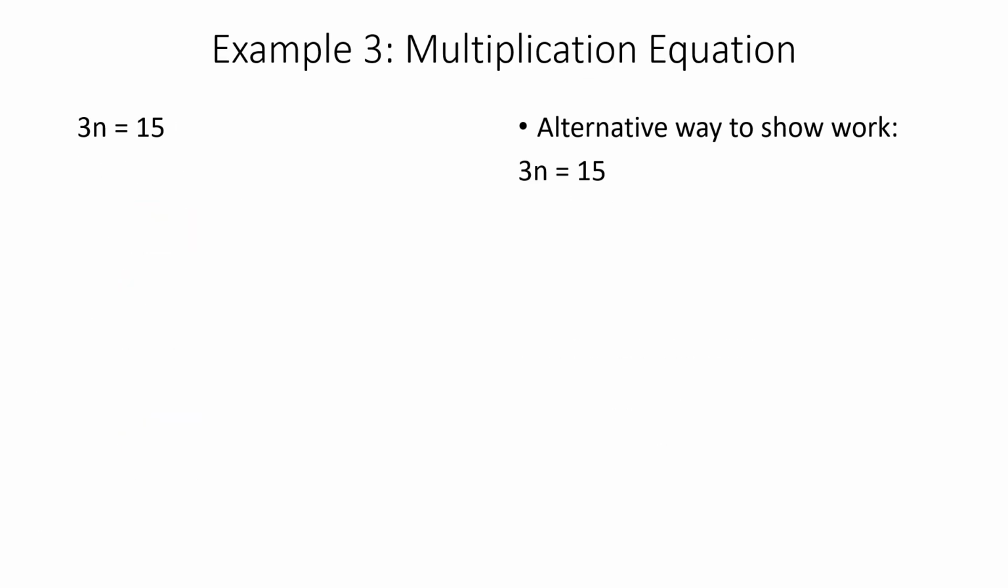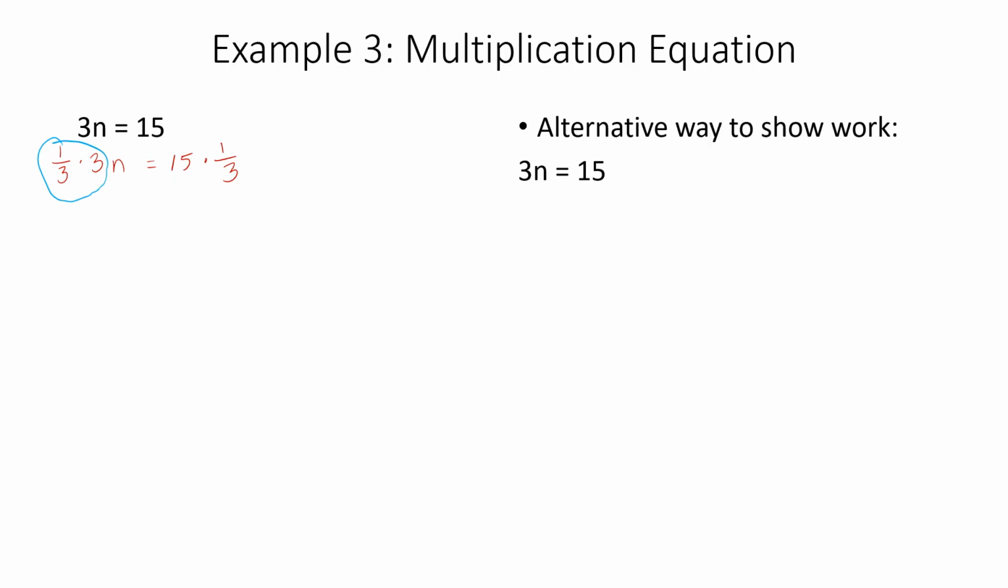Multiplication example. In this one, we're going to take a look at multiplication. We have 3n is equal to 15, and we know that a number times its reciprocal is equal to 1. So on the left, we're going to multiply by 1/3, and therefore on the right, we must also multiply by 1/3. And we know that a number times its reciprocal is equal to 1.